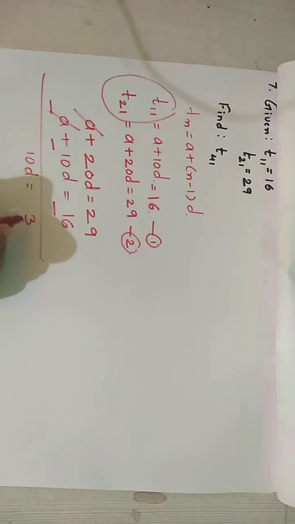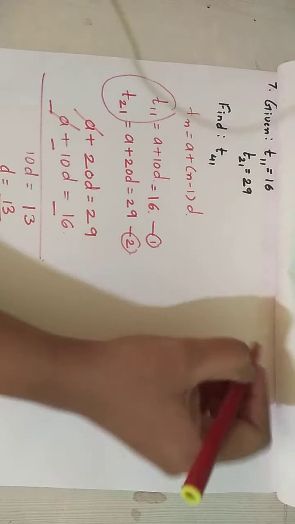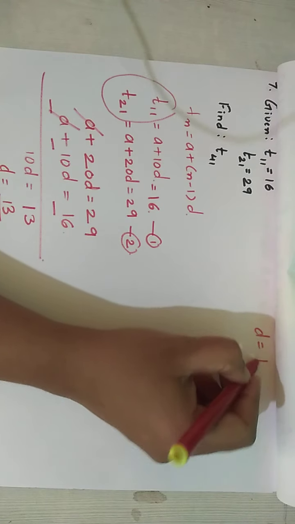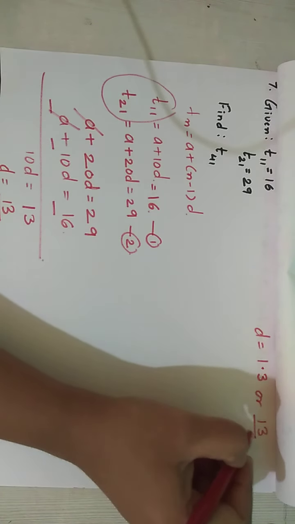29 minus 16, is the answer correct? 9 minus 6 is 3, 2 minus 1 is 1. So 29 minus 16 you get 13. So the answer of D is 13 upon 10. That means D will be 1.3. You keep it 13 upon 10 or you make it 1.3.